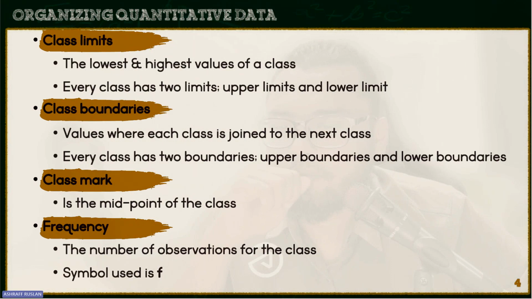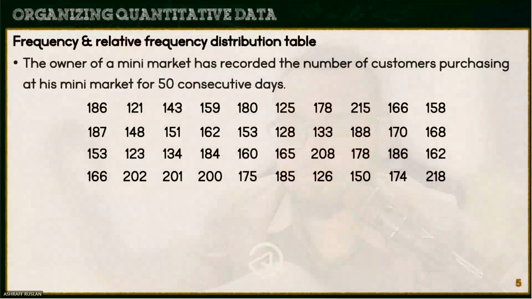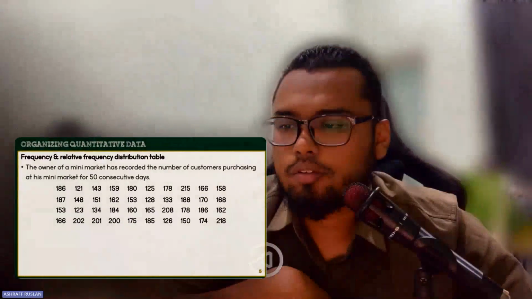And then class boundary is values where each class is joined to the next class. So usually dia akan make middle lah. Okay, ni pun semua kita dah pernah jumpa dahulu, right? And then class mark is the midpoint of that class. Frequency, the number of observations for the class, and we use the symbol f. Okay, kita gunakan f, right?